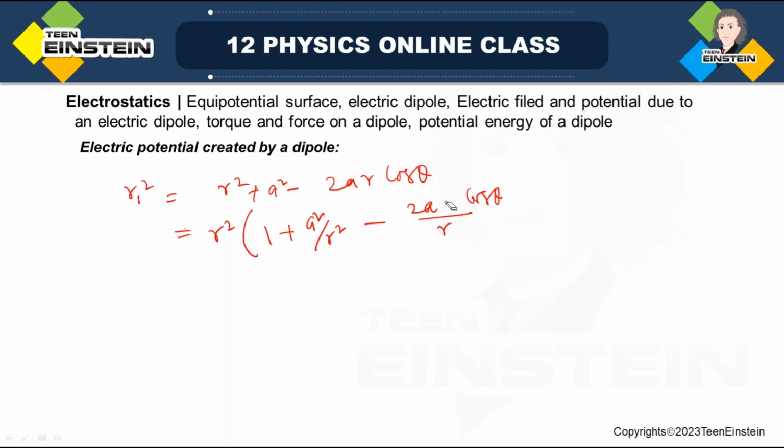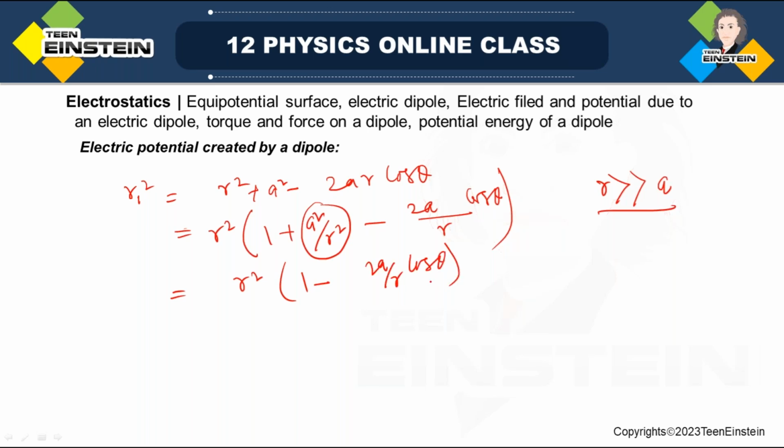So I am just taking an assumption that this r is much greater than a. That means this distance is much greater than the separation between the charges, or the dimension of the dipole. So in this case, this term could be neglected. So what we get? We get r square times 1 minus 2a by r cos of theta. Similarly, for r2 square also we can find out.